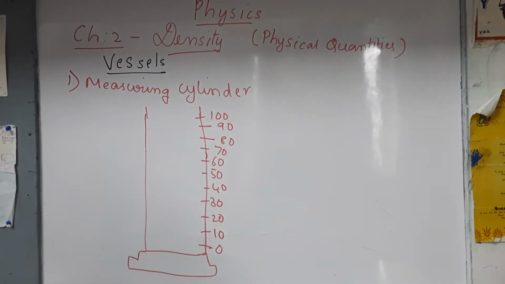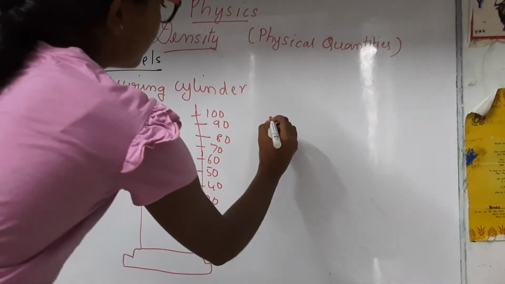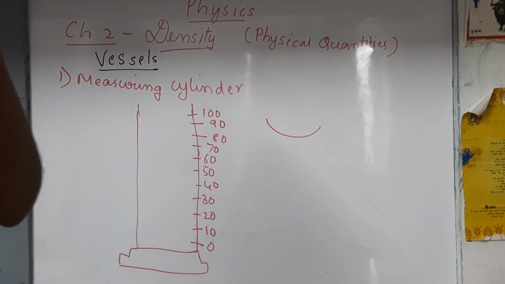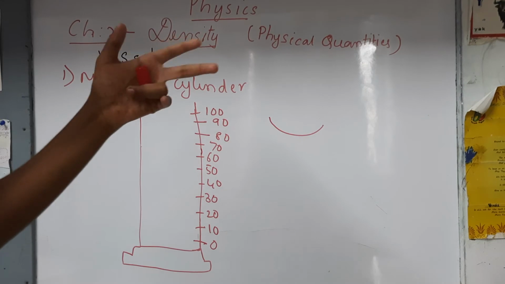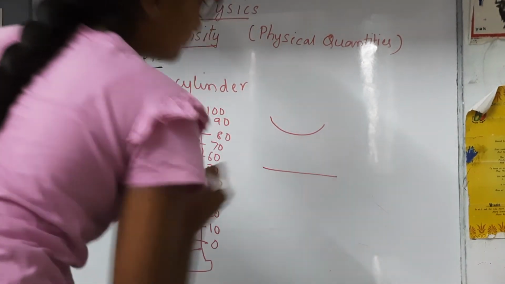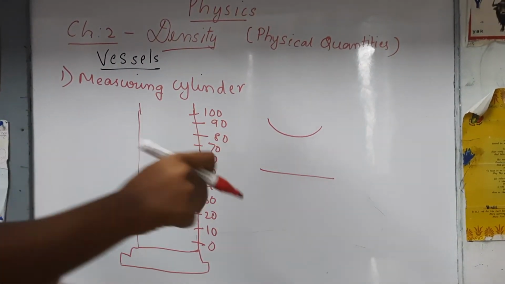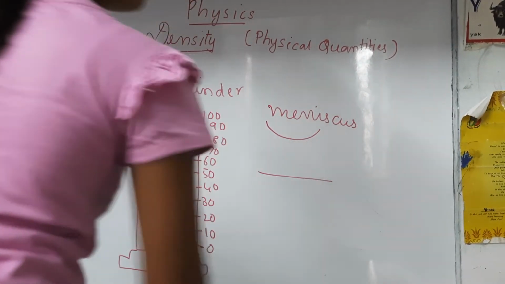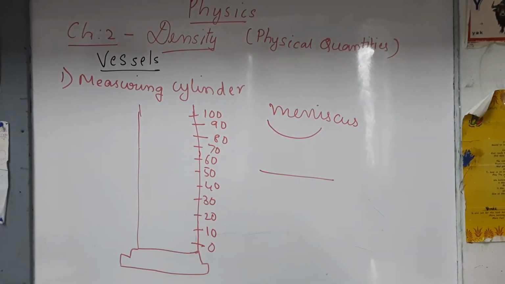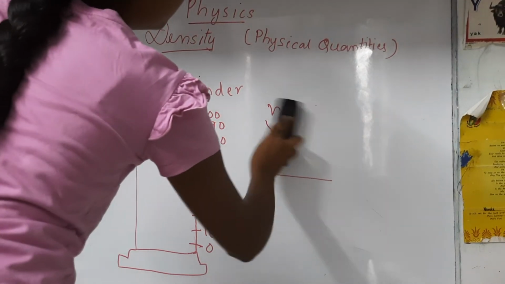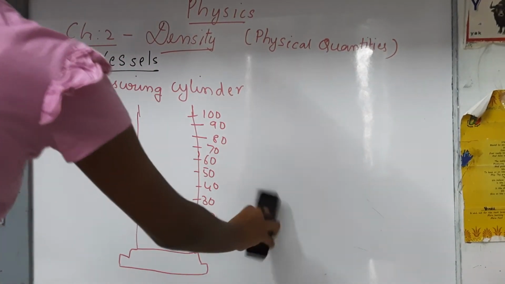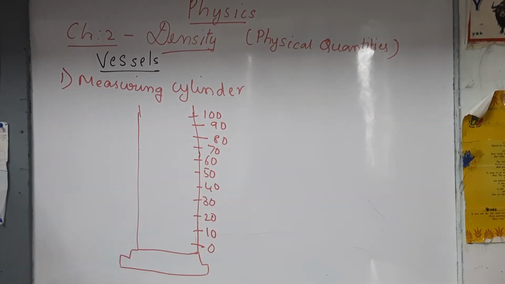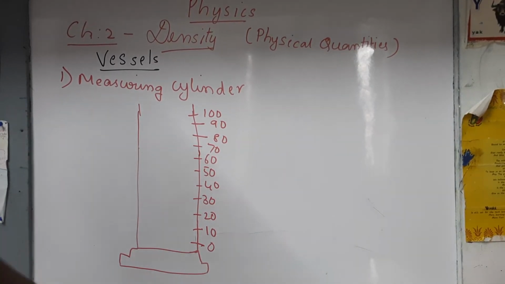You have a meniscus. Meniscus is a curve. If you pour water into it, the surface won't always be flat. It can't be like this, only in some cases, but it will be a meniscus. Okay, this is a meniscus. So when you pour water into it, it forms a meniscus. Now let us go into the next part.